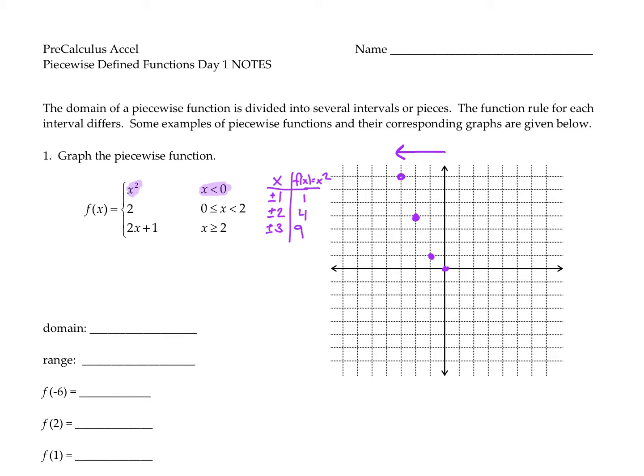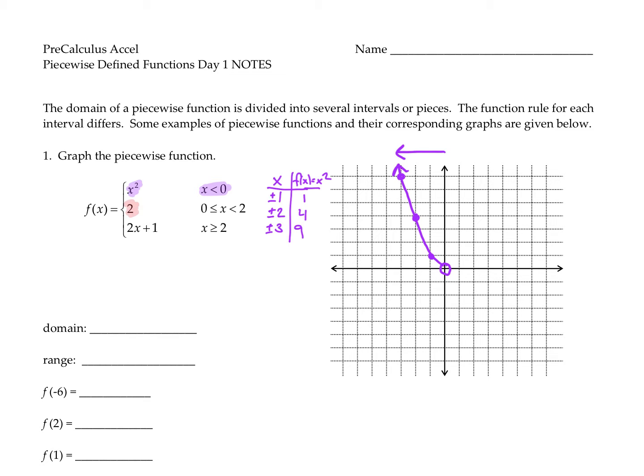But I do want to change my point at 0, 0 to be an open circle because since x is less than 0, it does not equal 0. It has to be an open circle. So this is how I graph the first function, because I'm only going to graph half the parabola on the side where x is less than 0.